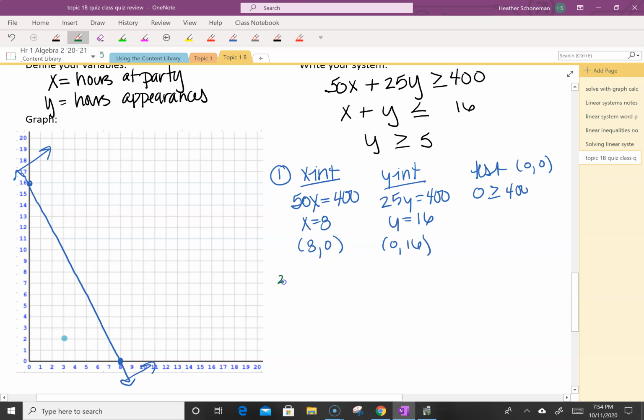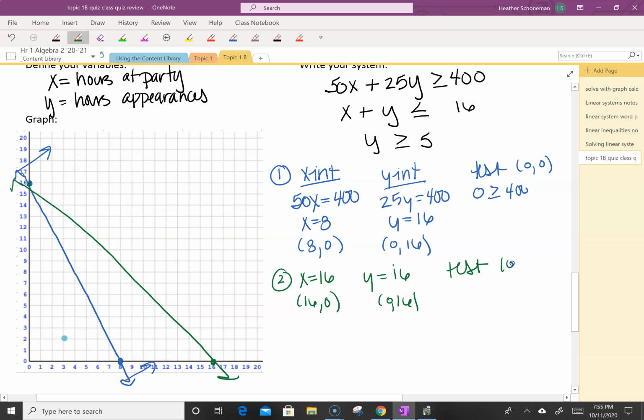All right, let's try the next line. The next line is in standard form, so the x-intercept is 16, and the y-intercept is also 16, so I can plot those 2 points and connect the dots. Now when I do a test on this one, 0 is less than 16. Yeah, absolutely. So I'm going to shade towards the center. So I know it's going to be in between my blue and green lines.